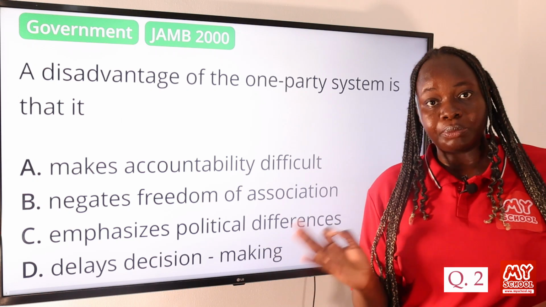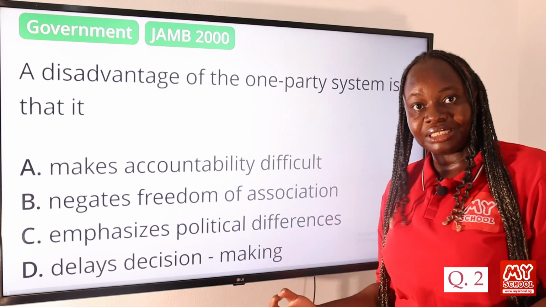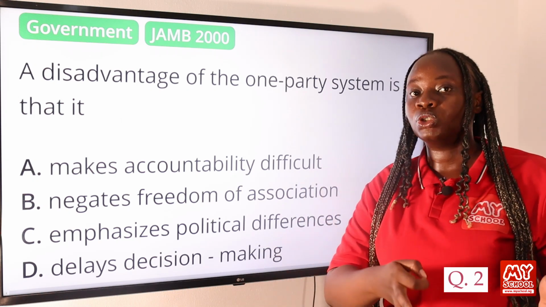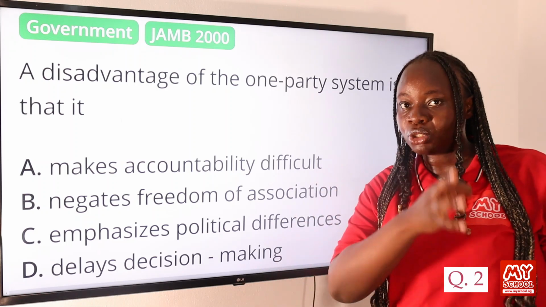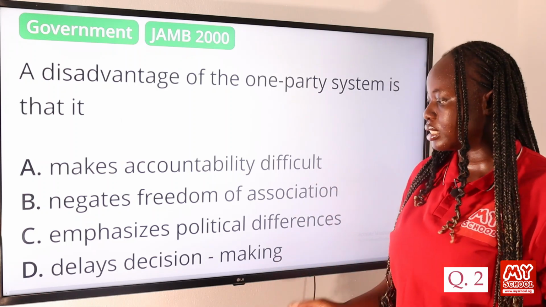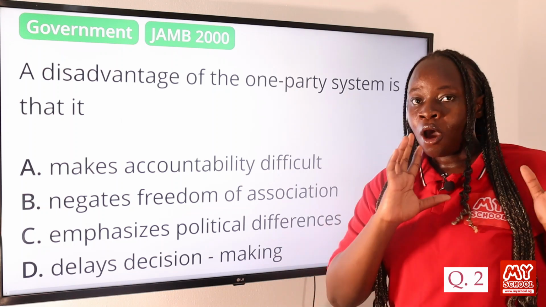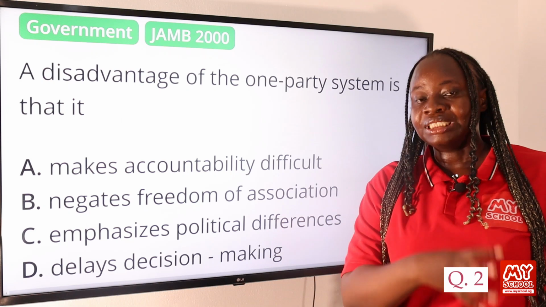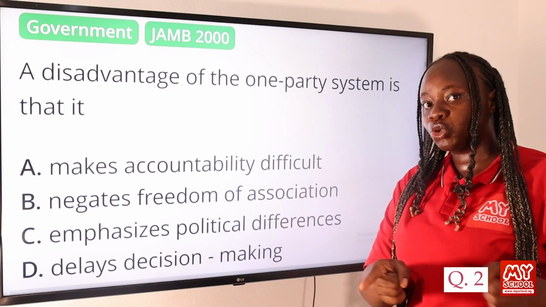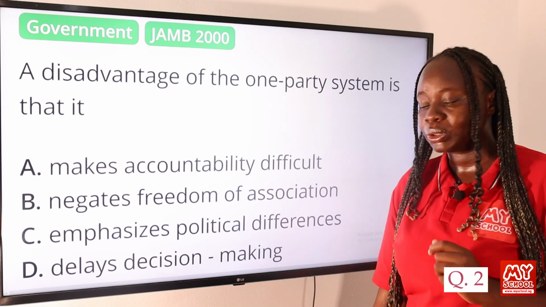It doesn't make accountability difficult, because in a one-party system, you know who to lay the blame on if things are not working in that country, on that political party that is running the political affairs in the state. It doesn't emphasize political differences because everybody works under the same political ideology, the ideology of that particular political party that is running the political activities within that country.